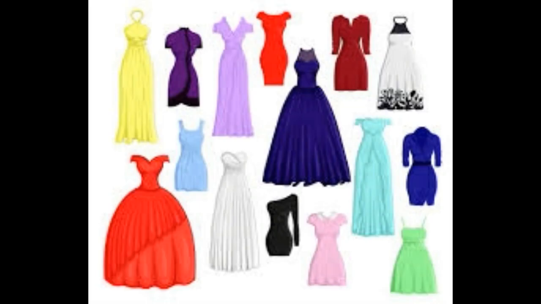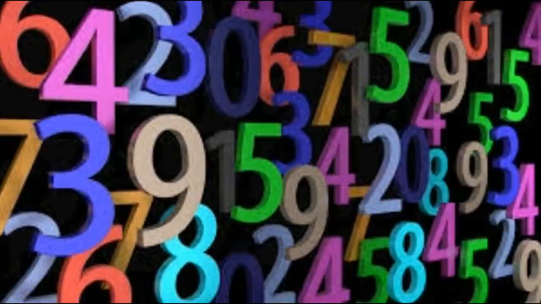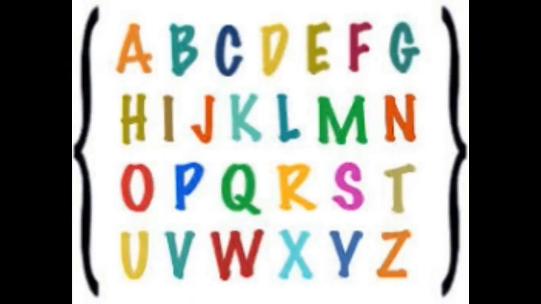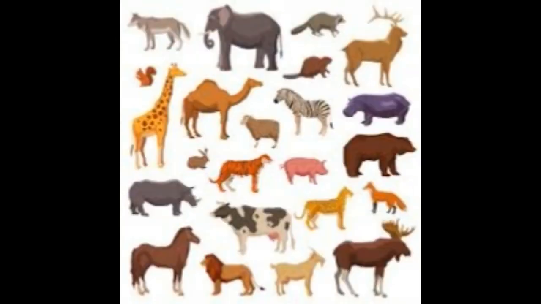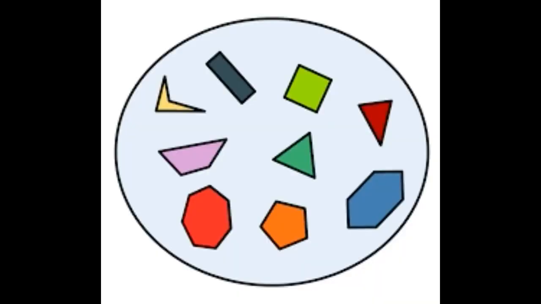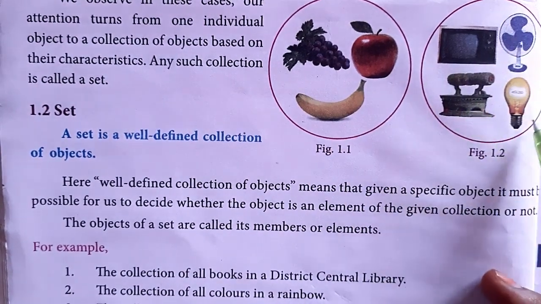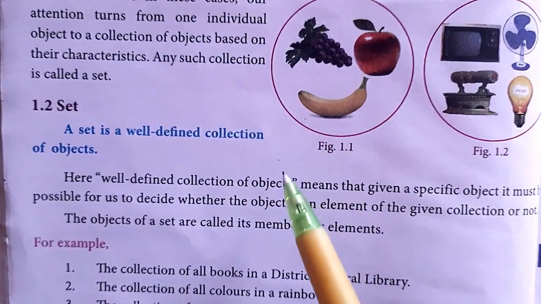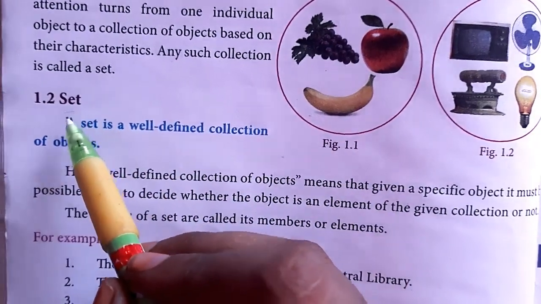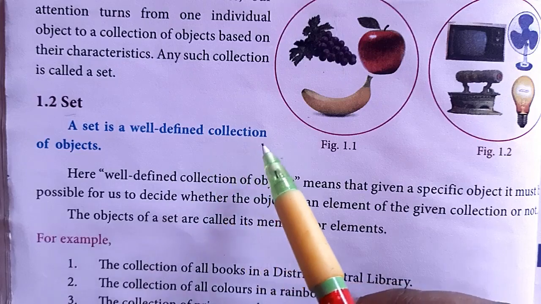See the image. We can say this is a collection of dresses. This is a collection of numbers. This is a collection of alphabets. This is a collection of animals. What is it? Can you guess it? Yeah, this is a collection of shapes. See, this is a collection of fruit. This is a collection of electronic items. So, a set is a well-defined collection of objects.